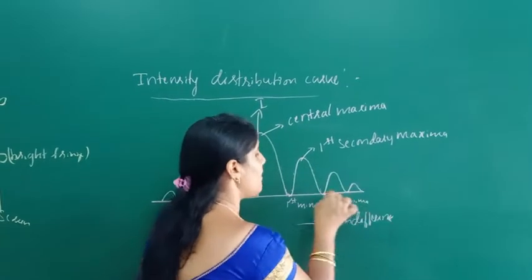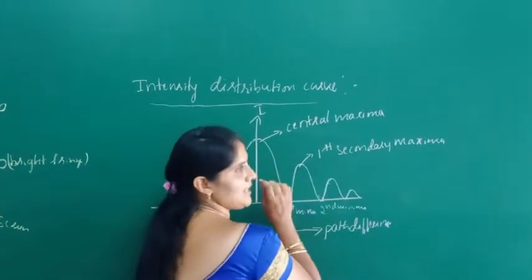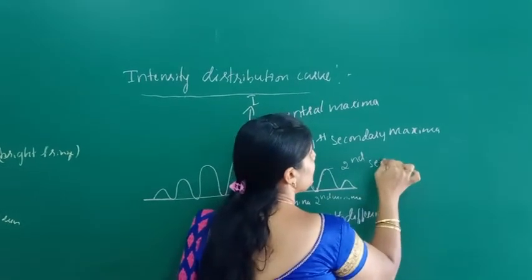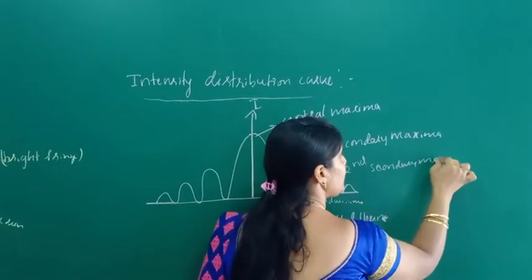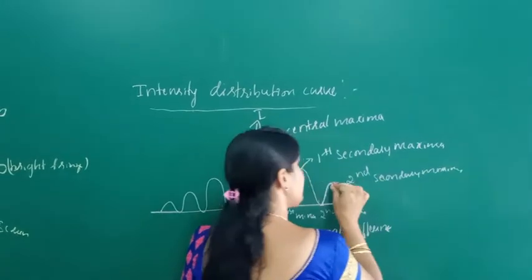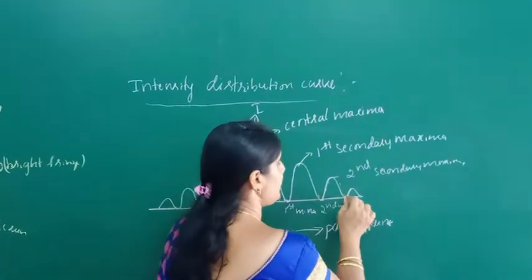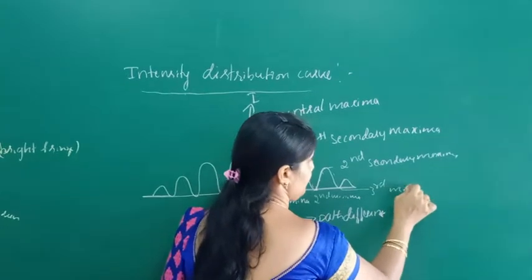Again, after the second minima, the intensity increases and reaches a maximum point, and this is called the second secondary maxima. After the second secondary maxima, the intensity decreases and reaches a minimum point, and this is known as the third minima, like this.